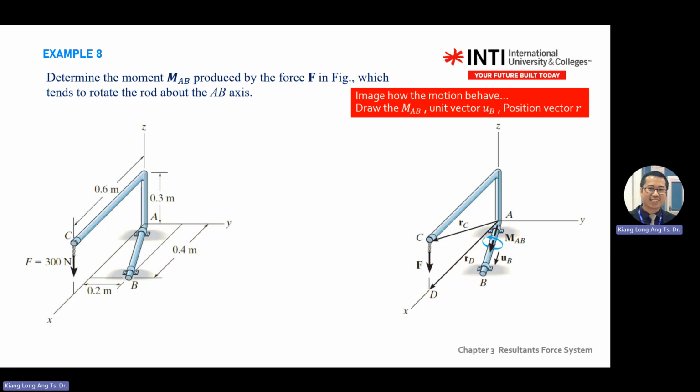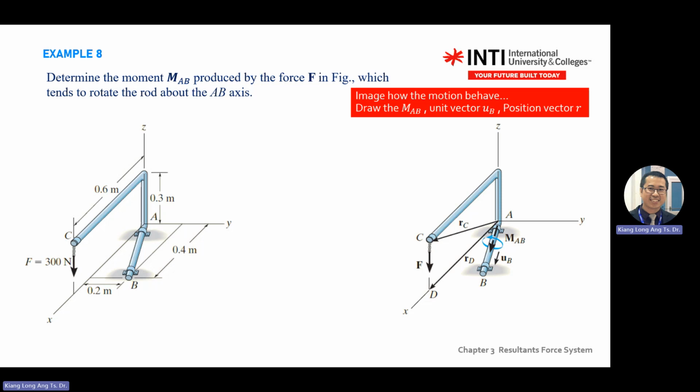Then A to D also same. A to D. Okay, so here you see in the diagram there's no D. However, we need the point of D in our calculation. RD means the intersect of your force to the x-axis. So RD is a newly developed or new add-in point. So RD also same. RD you need to write in vector form, curly bracket, IJK. How many steps you walk in X? How many steps you walk in Y? How many steps you walk in Z?